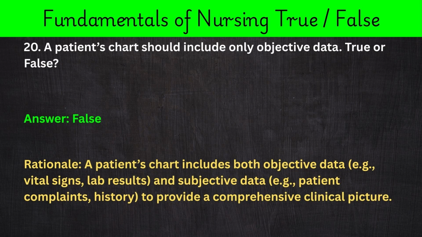20. A patient's chart should include only objective data. True or false? Answer: false. Rationale: a patient's chart includes both objective data, e.g., vital signs, lab results, and subjective data, e.g., patient complaints, history, to provide a comprehensive clinical picture.